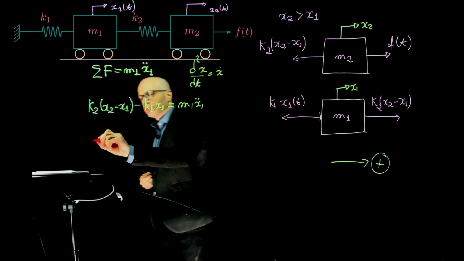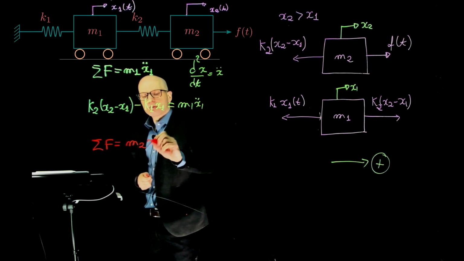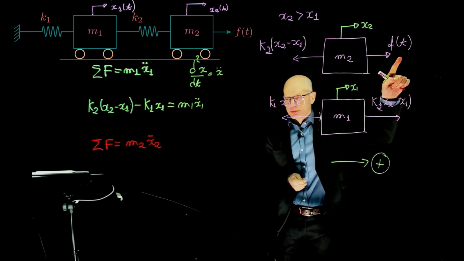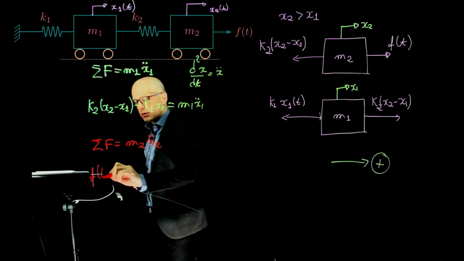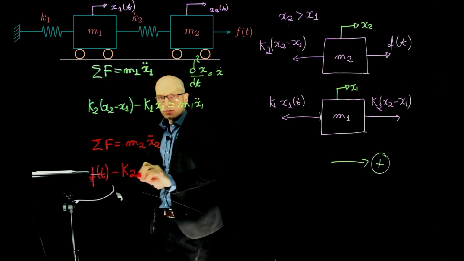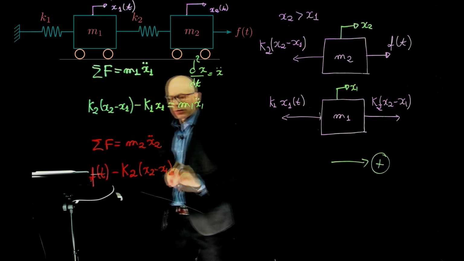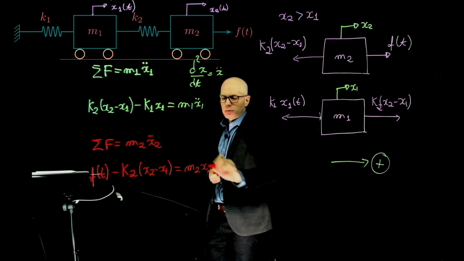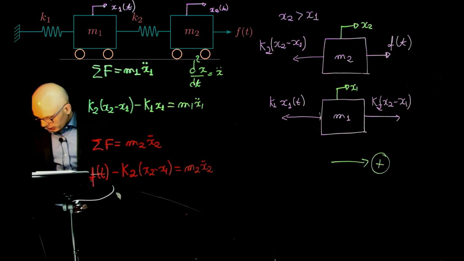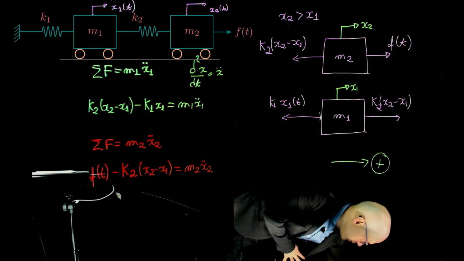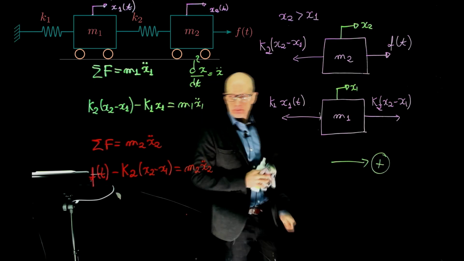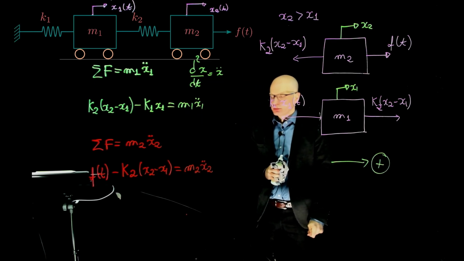Let's do mass m2. Sum of all forces equals m2 x2 double dot. What forces are acting on it? Well, we have two forces. F of t points in the positive direction, so that's F of t. And there's a second force due to the spring pointing in the opposite direction, minus k2 (x2 minus x1), and this is equal to m2 x2 double dot. Okay, and these are the equations of motion for these two masses. Any questions?